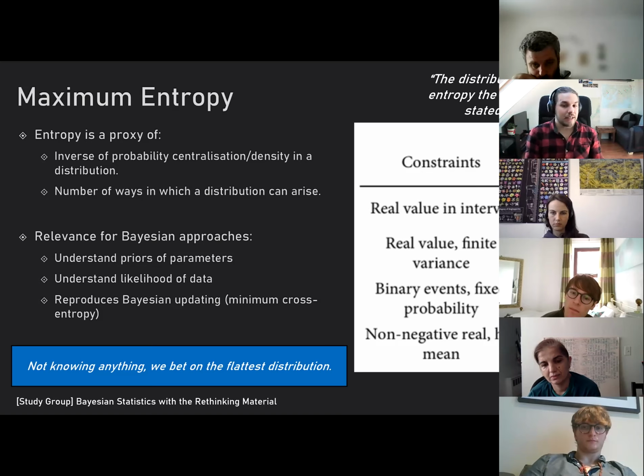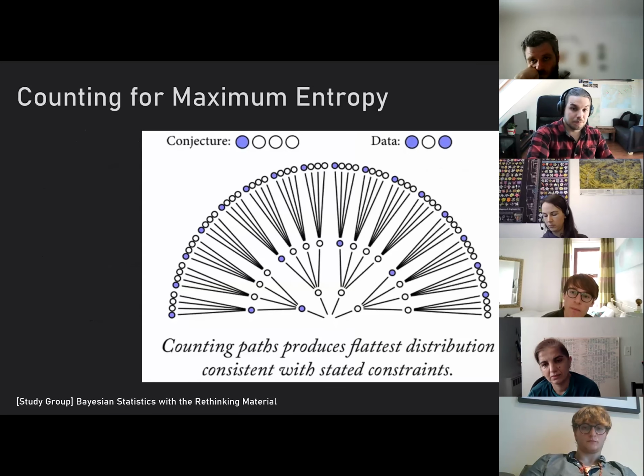If we look at binary events with a fixed probability, so that's a fixed probability of actually buying a soup pack when a hurricane is approaching, then we would look at a binomial distribution. And if we look at non-negative real values which have a mean, we would like to use an exponential function. And more on that in just a second, don't worry.